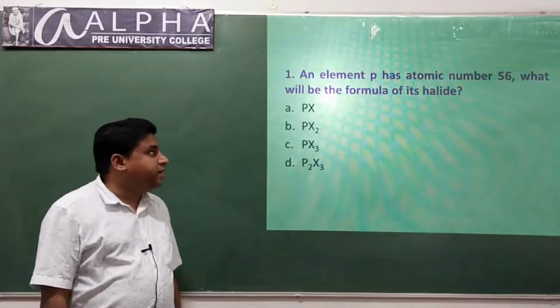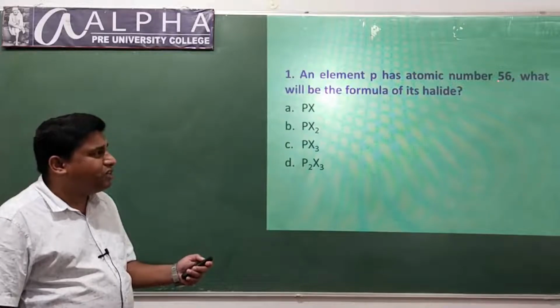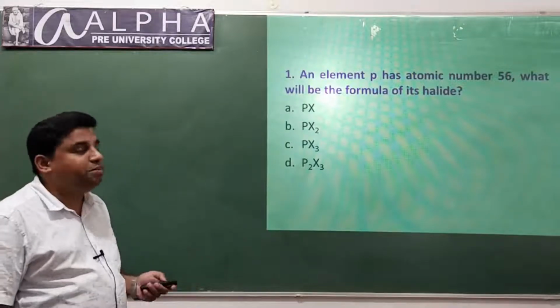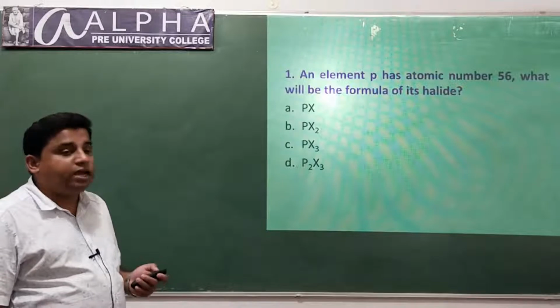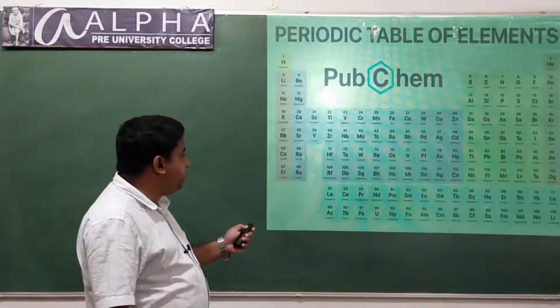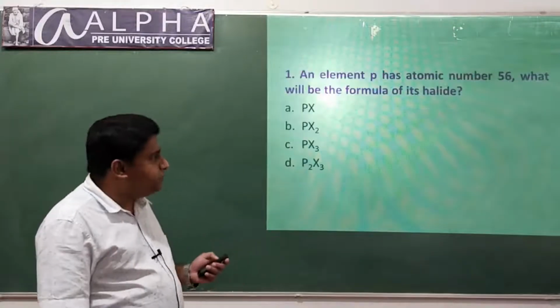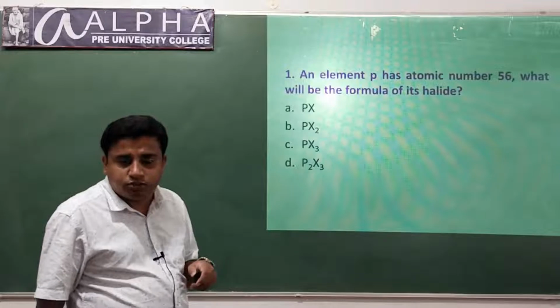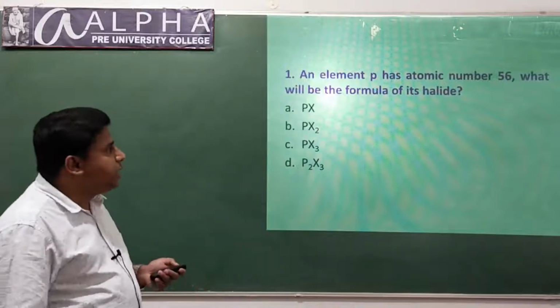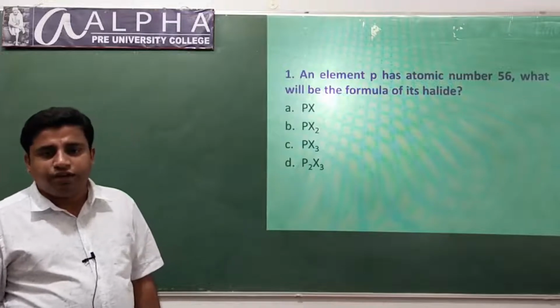An element P has atomic number 56. Which element is this? It is actually barium. Barium is the element with atomic number 56. I hope you can see this. Look here, the atomic number of barium is 56. Forget it, if you don't know that it's barium, no problem. Then also we can solve this problem. If you are given the atomic number, just write the electronic configuration.